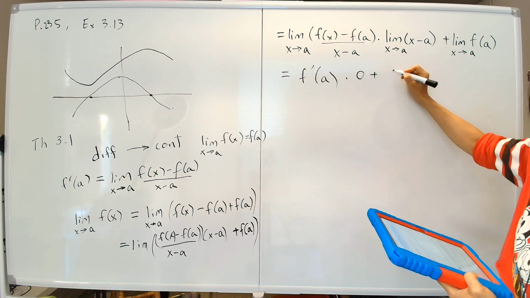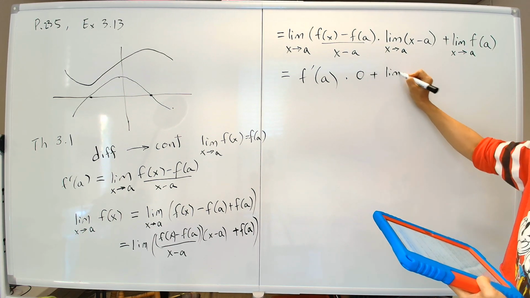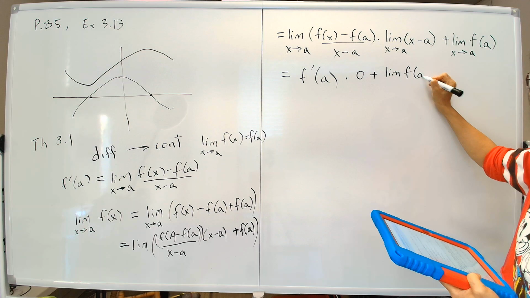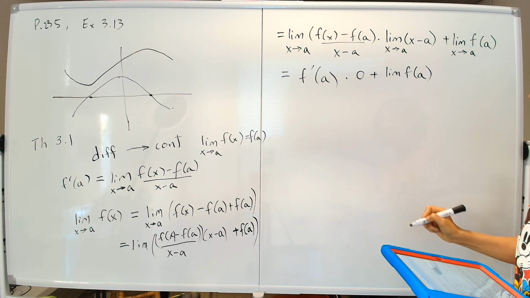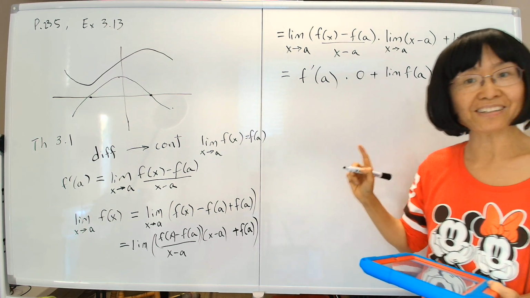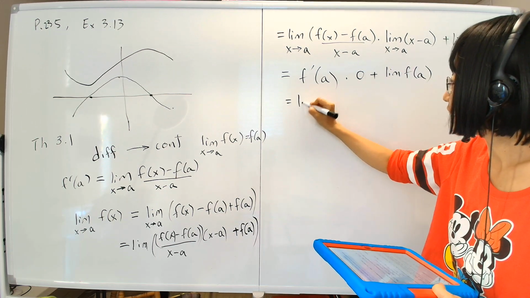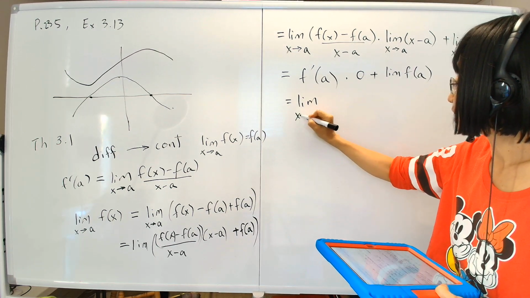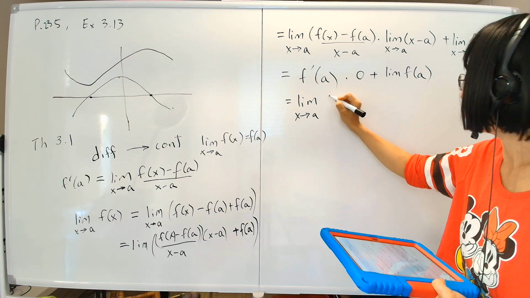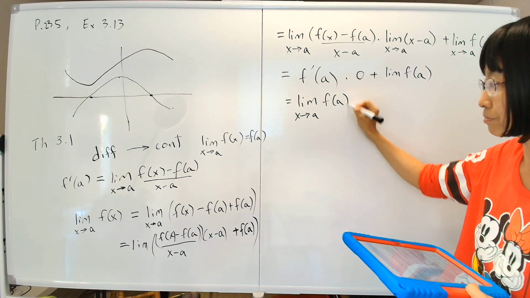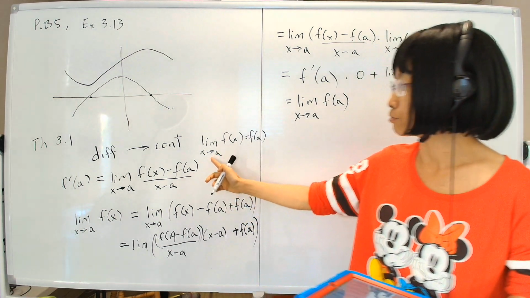Plus the limit of f of a. So this thing gets knocked out by multiplying by 0. Now, isn't that neat? Now all we have is the limit as x approaches a of f of a. And that is the proof, because originally that's what we were trying to do.